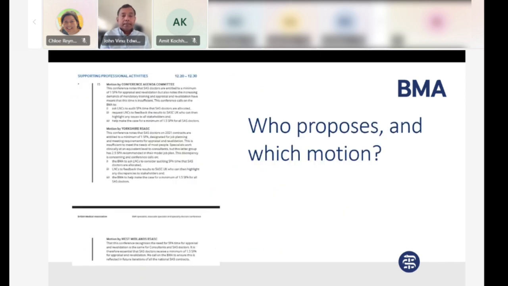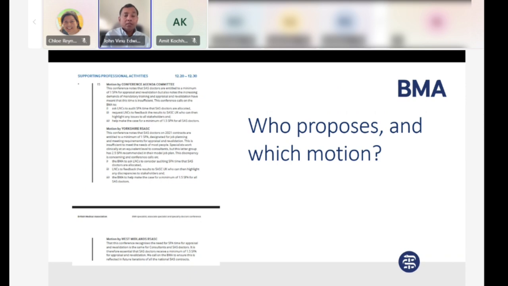Next slide, please. So this is a small slide. You can see the motion number and the conference agenda committee motion, and then you can see the motion by Yorkshire Regional SAS. That's number 2, and then you can see West Midlands. So if you are from Yorkshire Regional SAS, then you are the one who's going to speak for the conference agenda committee motion, which actually mirrors what your thought process was, what your motion was.